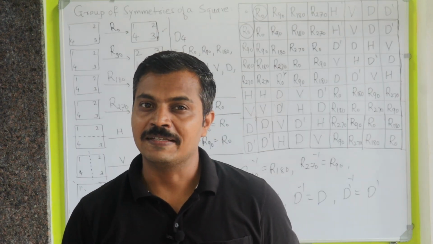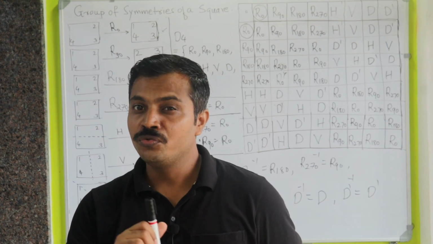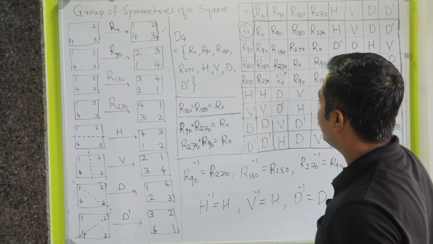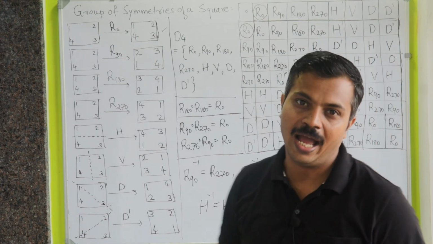Now the question is, is it abelian? In order to check it, we have to see whether this table is symmetric or not, and that part I leave it to you.